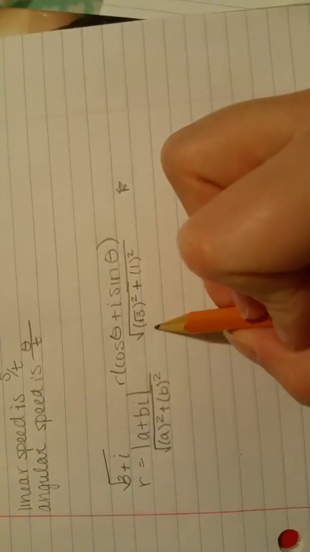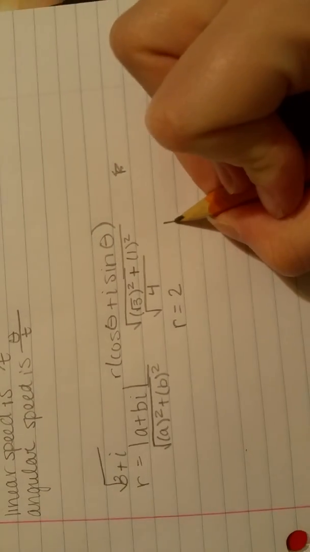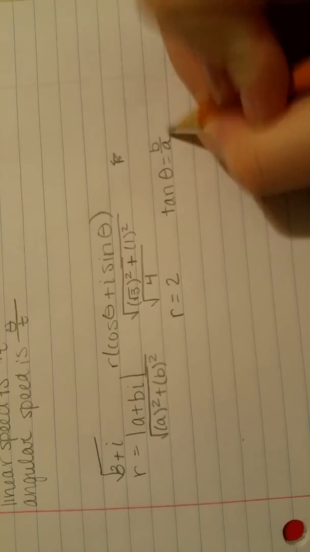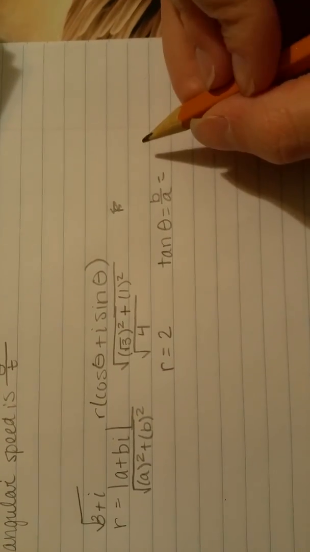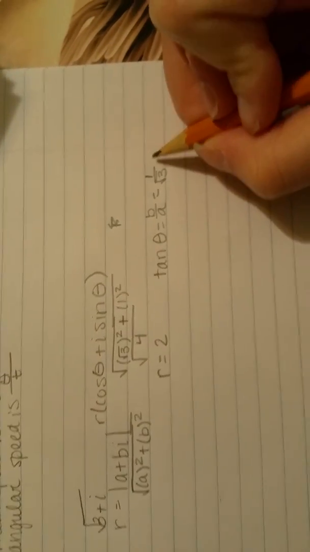So once you do that, you end up with the square root of 4, which equals 2. So r equals 2. The next thing you have to find is the tangent theta. And tangent theta is b over a. So for this problem, that would be the same thing as 1 over the square root of 3, but you have to rationalize that.